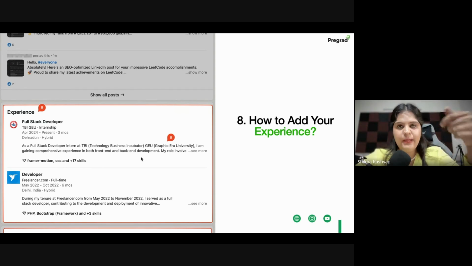One, name of internship if you're a fresher, name of your job if you are employed, and add at least 2 to 3 lines, not a paragraph, 2 to 3 lines about your role. And try to add more technology related words if you are a technology person. That makes more sense to the recruiters.